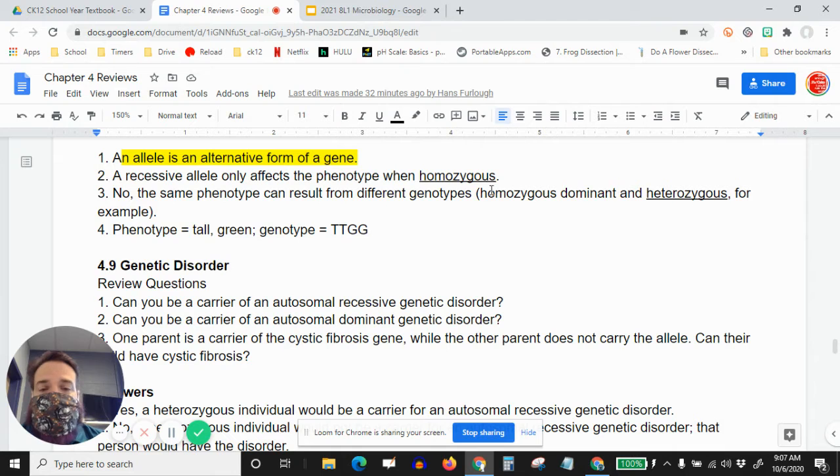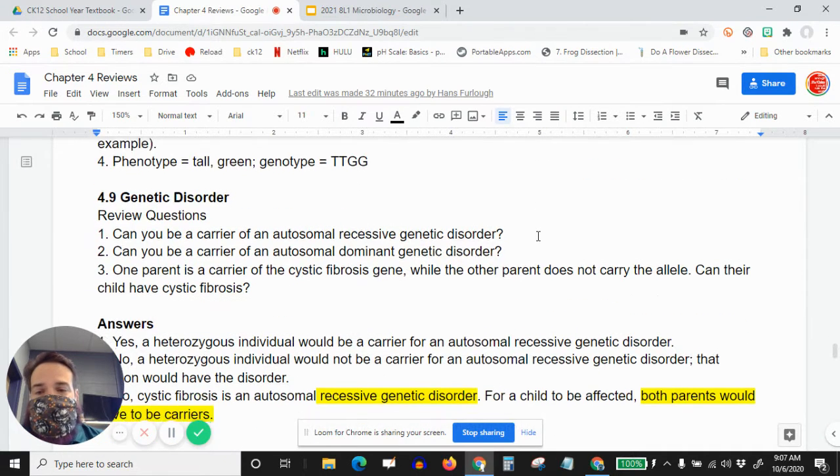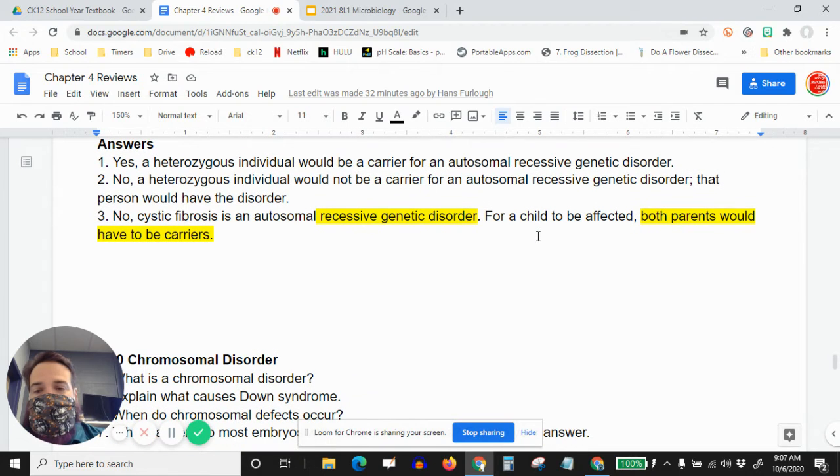So you should know the difference between homozygous and heterozygous, and we'll talk about that in the notes in a minute. You should know that if you're homozygous dominant for a dominant trait, then you have that trait. If you're heterozygous, you have the dominant trait. And if you're homozygous recessive, you have the recessive trait.